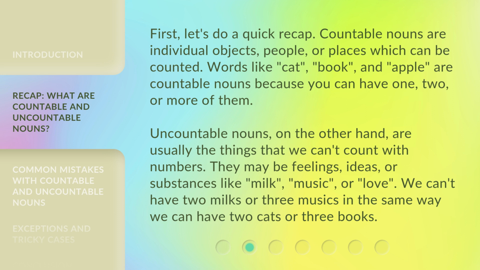Uncountable nouns, on the other hand, are usually the things that we can't count with numbers. They may be feelings, ideas, or substances like milk, music, or love. We can't have 2 milks or 3 musics in the same way we can have 2 cats or 3 books.